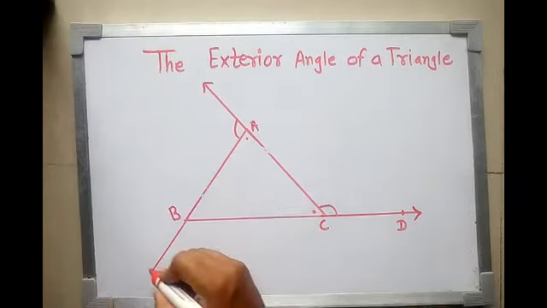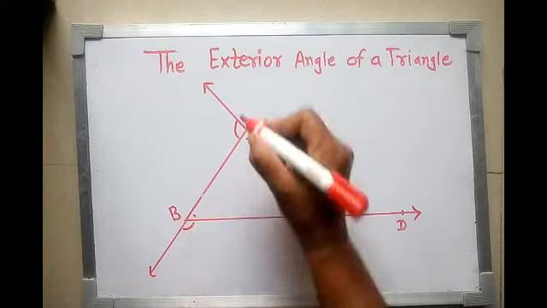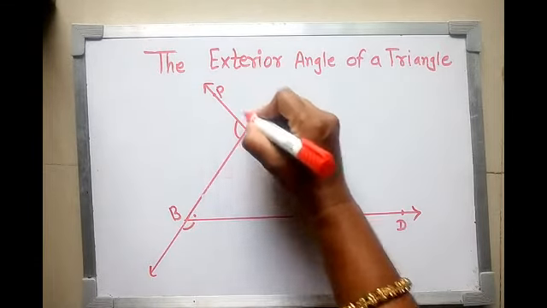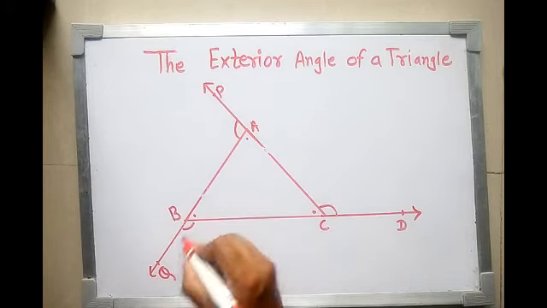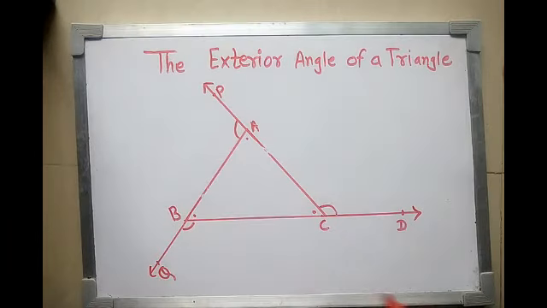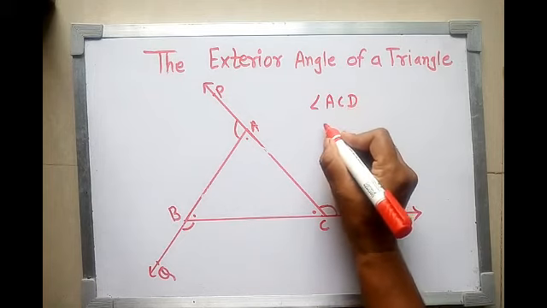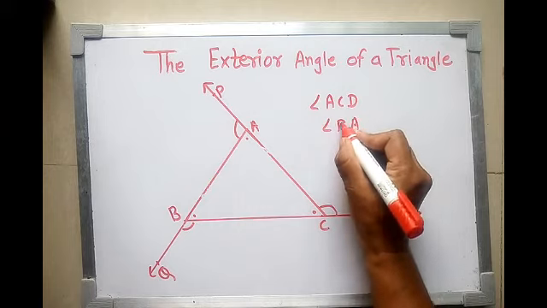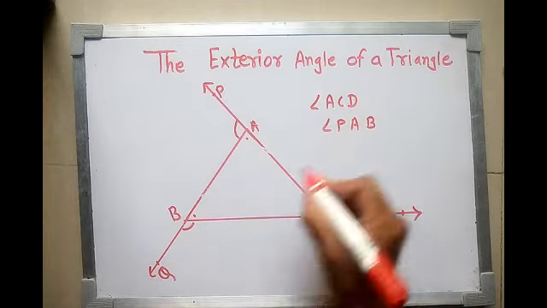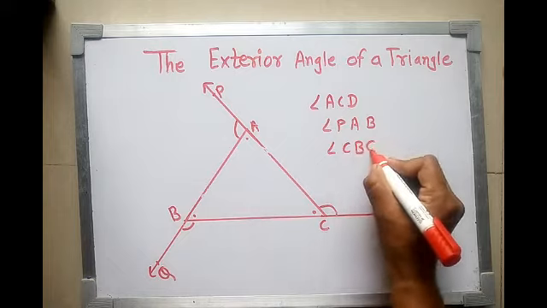I extend line AB. Here I make one more exterior angle: angle ACD, angle BAP, angle CBQ. Here are also three angles, the exterior angles of triangle ABC.